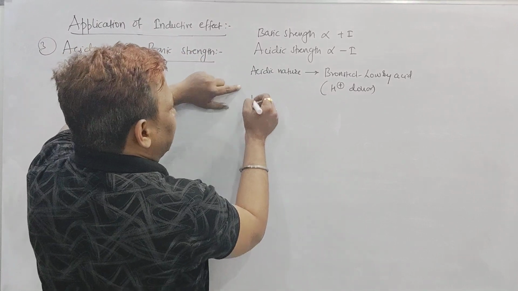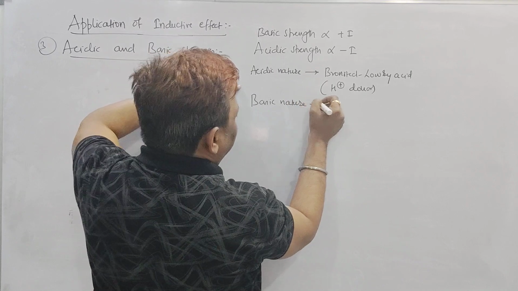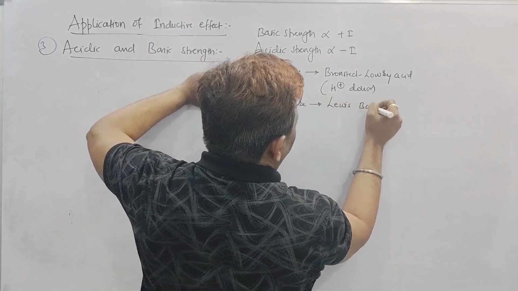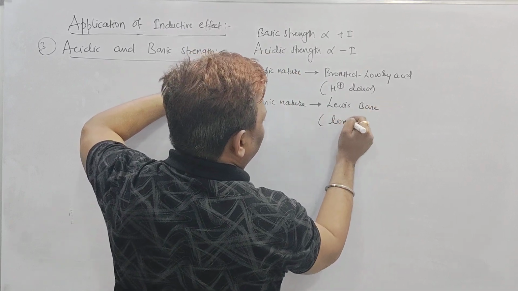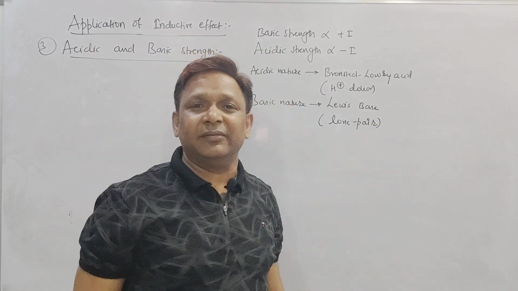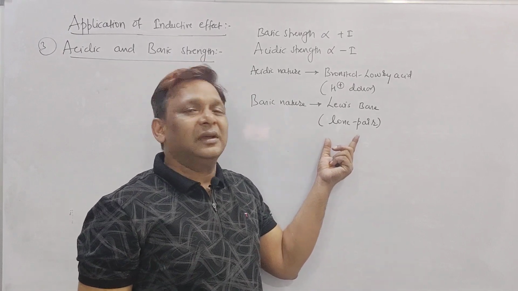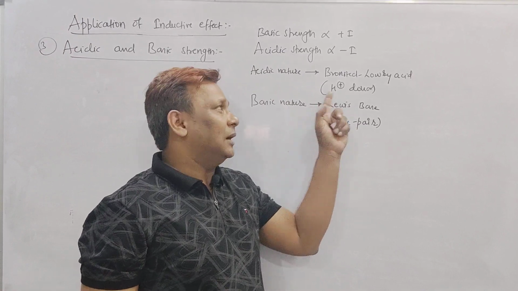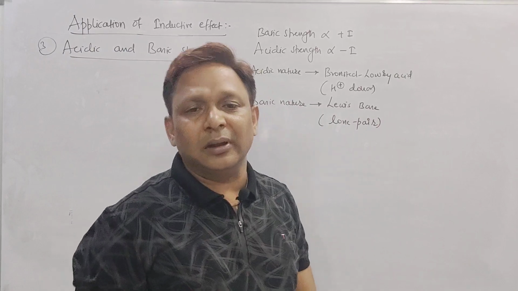Same way, beta, the basic nature of any organic compound can be decided by the definition given by what is that? Lewis base. But what is the Lewis base? Lewis base is nothing but a lone pair donor. The one which has more tendency to donate a lone pair acts as a stronger base, and the one which has less tendency to donate a lone pair acts as a weak base. So lone pair donor is a base and proton donor is the acid. Only these two concepts will work everywhere in organic chemistry.